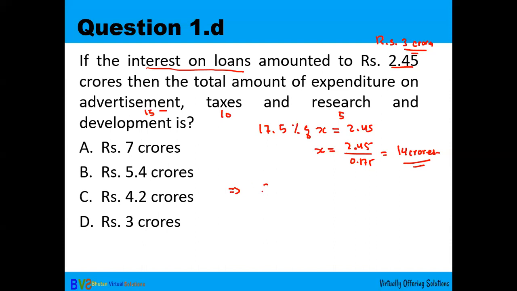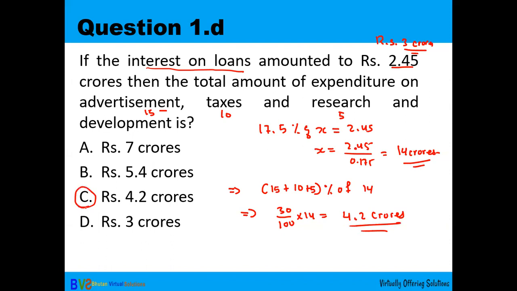So what you can do, you just add all the percentages together: 15, 10 plus 5, comes to 30%. 30 divided by 100 times 14 crore. How much will you get? You are getting 4.2 crores. So your answer is option C.